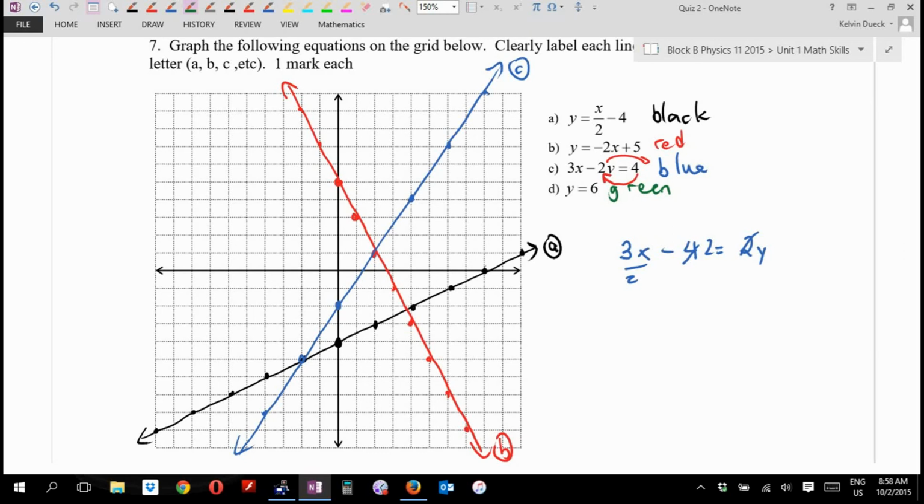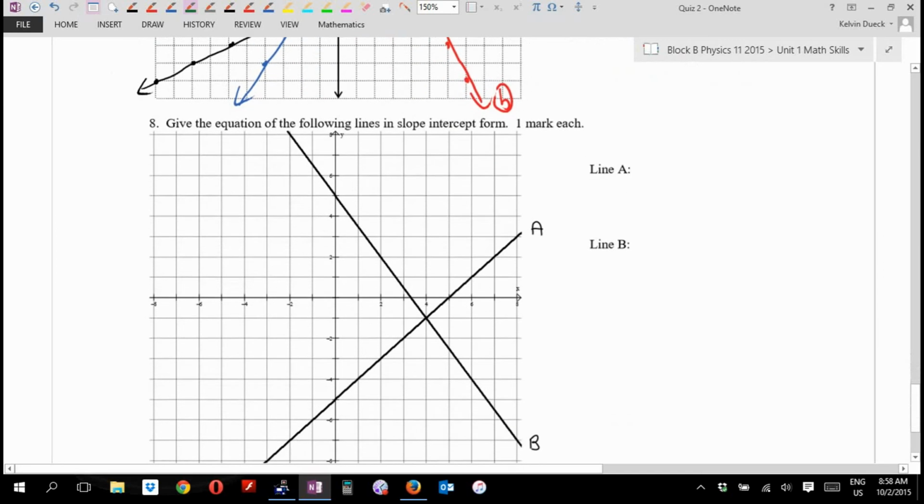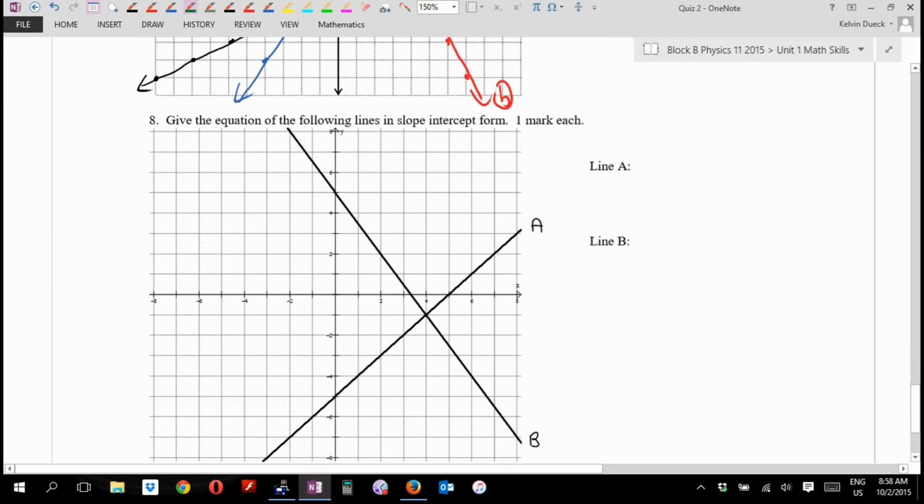How high? 6 high. 1, 2, 3, 4, 6. And it's going to look like this. D. Number 8, find the equation in slope-intercept form.